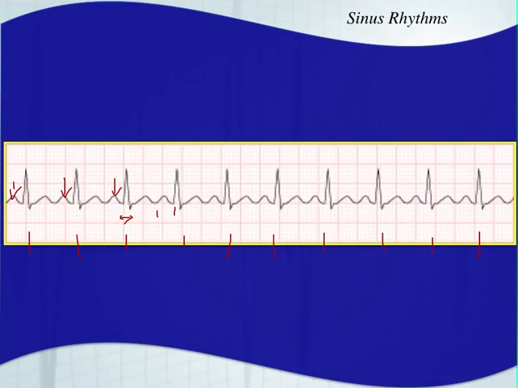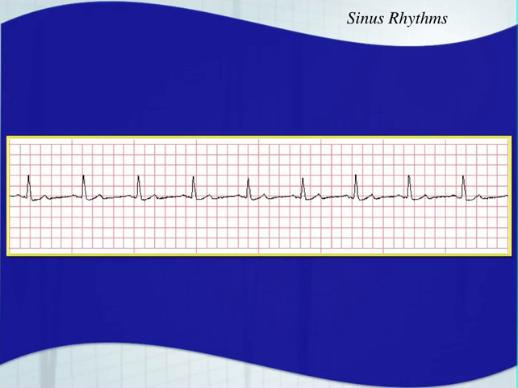The rate is just at 100. It's not greater than 100. We have a P wave for every QRS complex. Our PR interval is normal, and our QRS complex is narrow. This is a normal sinus rhythm. It's also sometimes called a regular sinus rhythm.